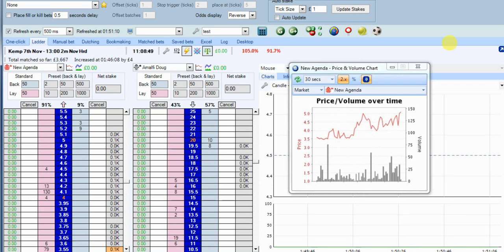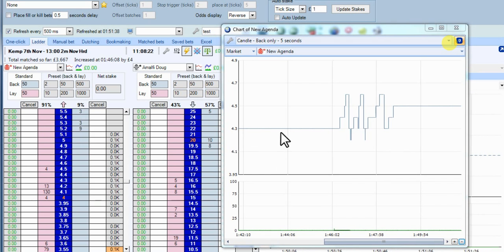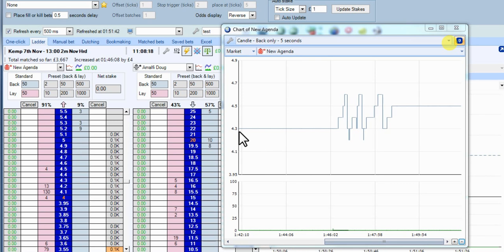And just to give an example on this particular horse, New Agenda, even though it's late at night, there's been movement in the market. So you had a static line at 4.3, so you would have watched that.